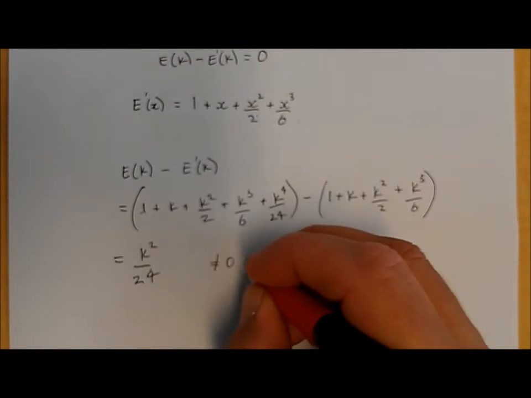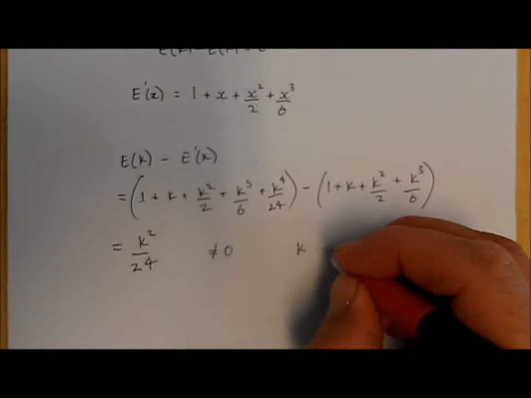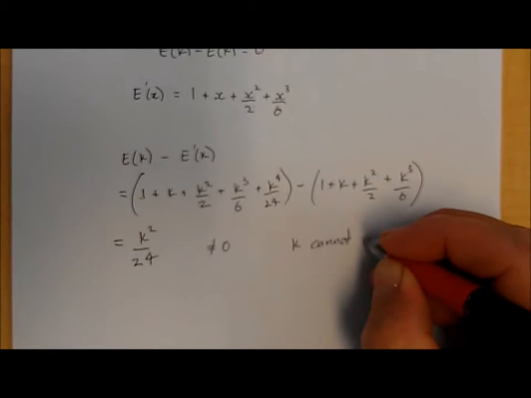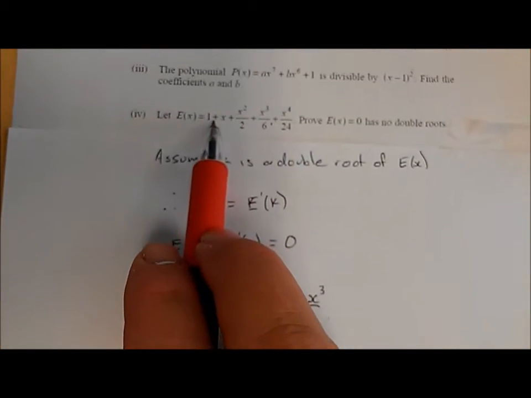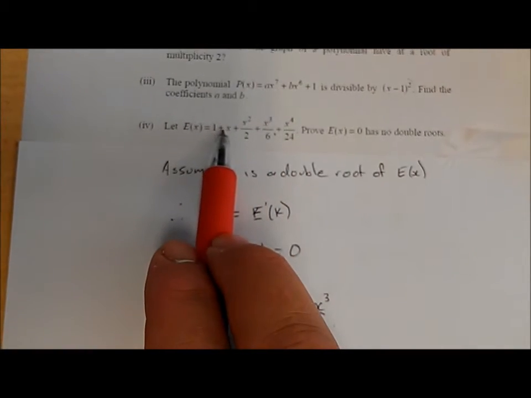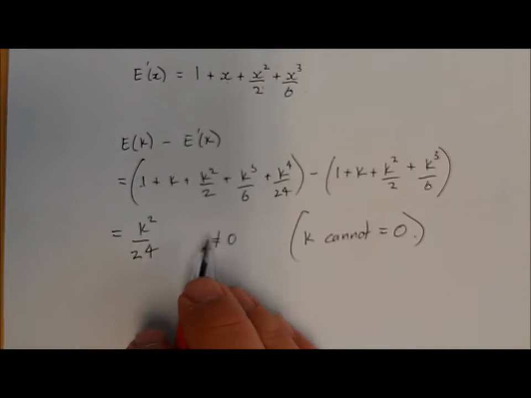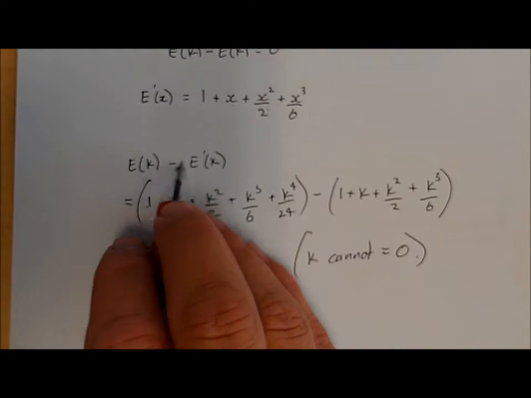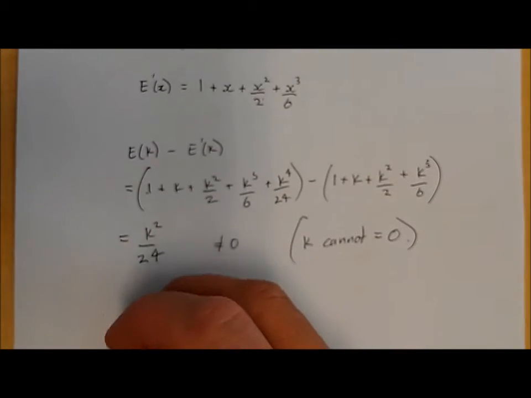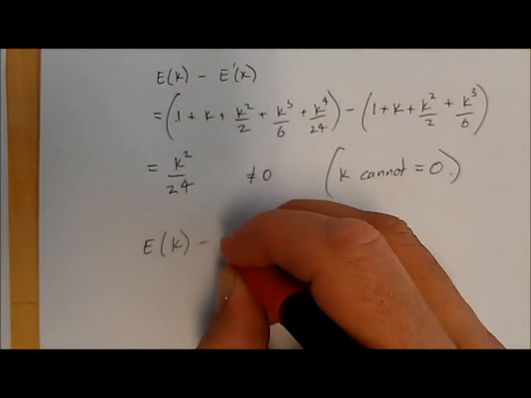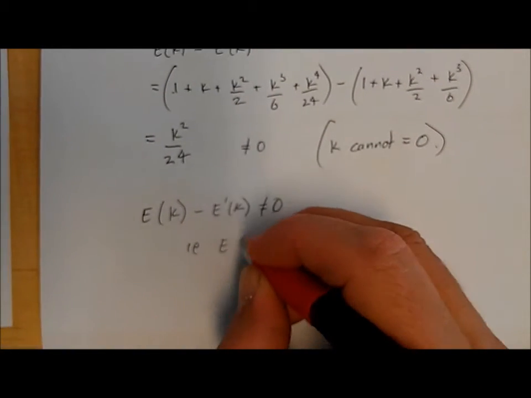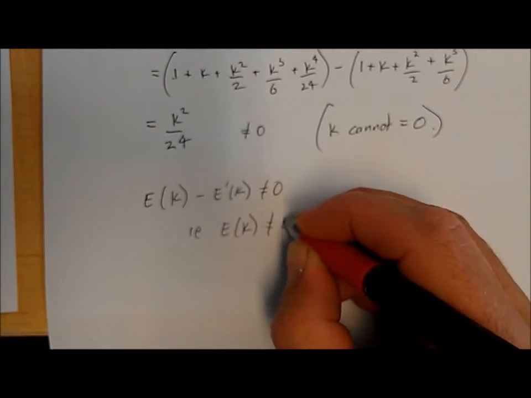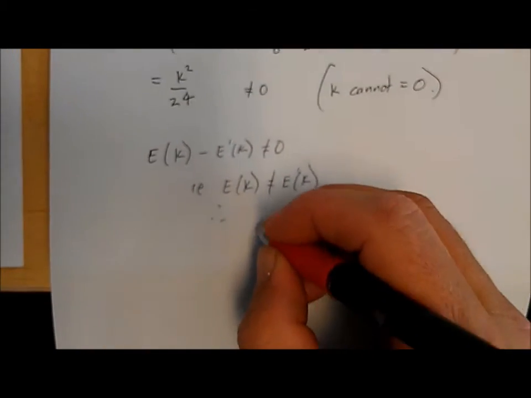which is not equal to 0. And the reason for that is that k cannot equal 0, because remember k is a root of the original function, and we can see straight away up here 0 cannot be a root of this function. It won't give me 0 when I substitute in. So if k can't equal 0, k squared on 24 can't equal 0, so therefore e of k minus e dash of k is not equal to 0. That is, e of k is not equal to e dash of k, so therefore there is no double root.